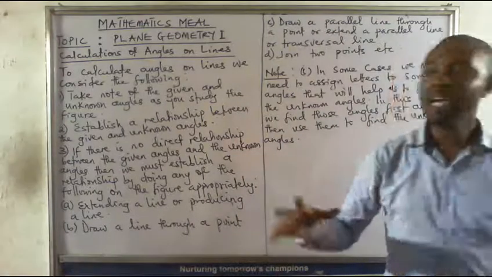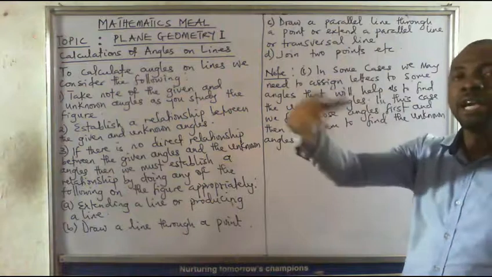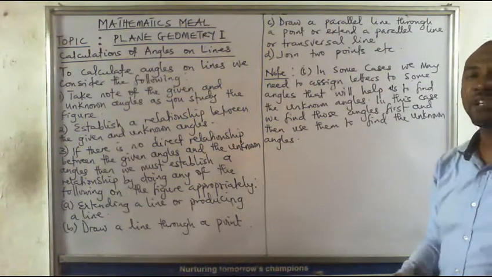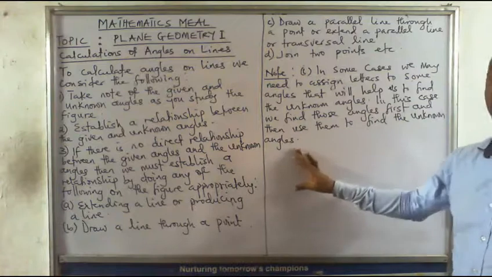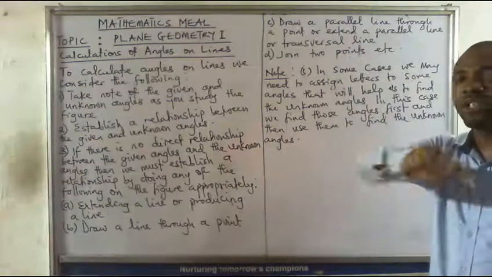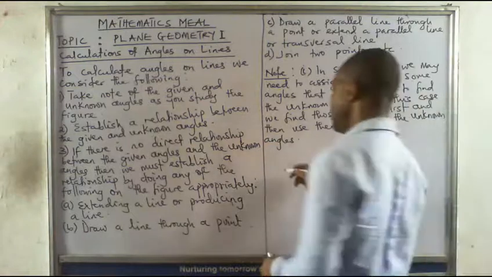So if there is an angle within the figure that we need to find in order to find the angle we are asked to find, that is, in order to find the unknown angle, what we need to do is to give them letters and then find them first and then use them to find the unknown angles. Finally, let me say this.